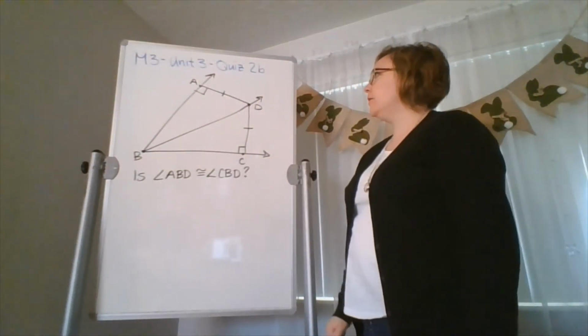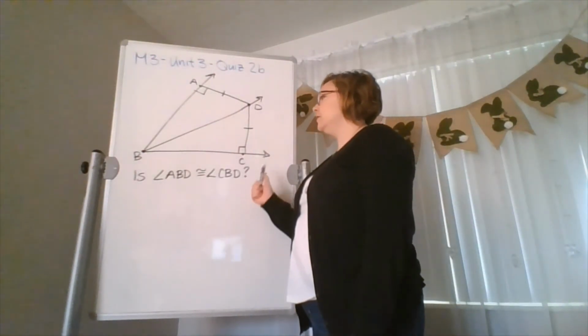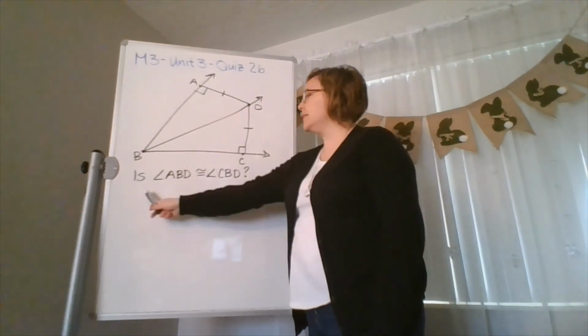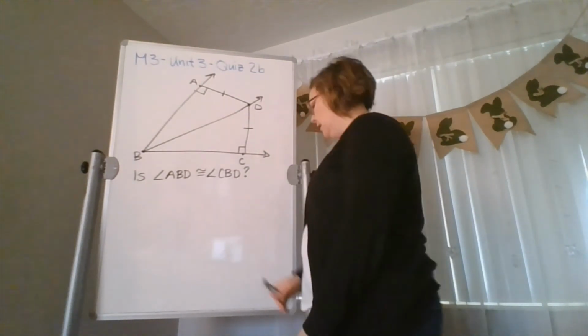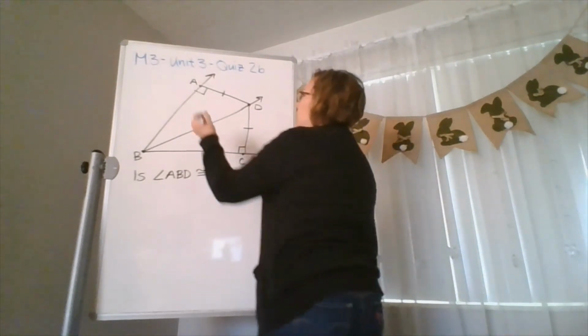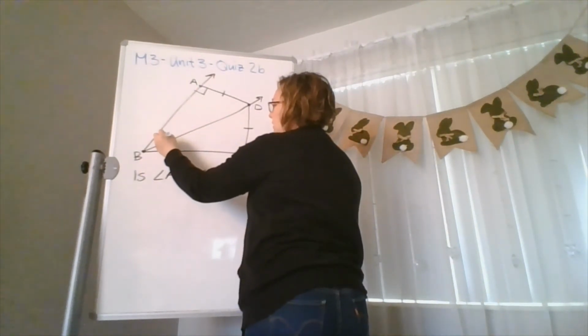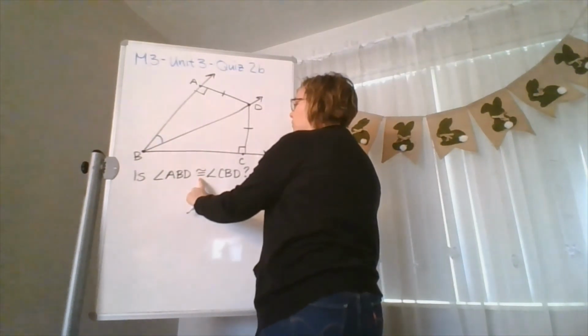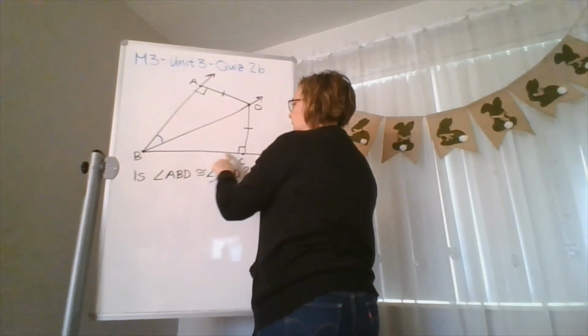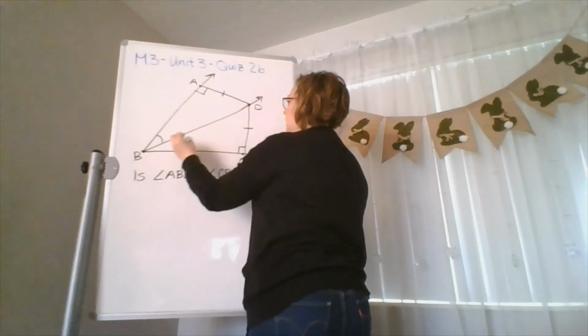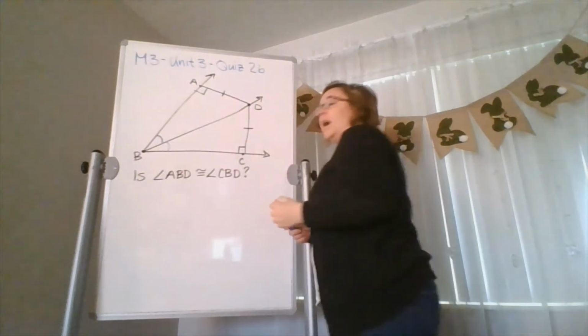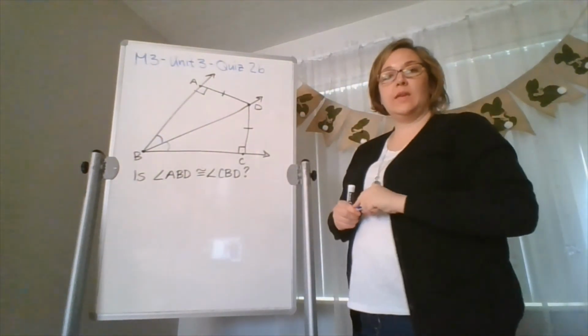All right, here we go again. We have a new geometric figure, and we are asked, is angle ABD, that's this one, we're going to follow A to B up to D, so it creates this angle, congruent to angle CBD? I don't know. So let's see what we can come up with.